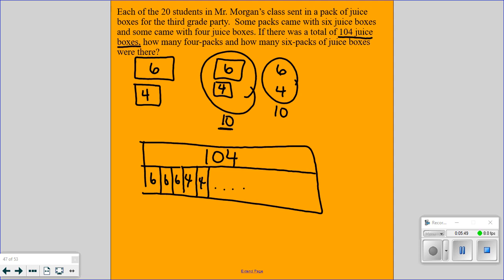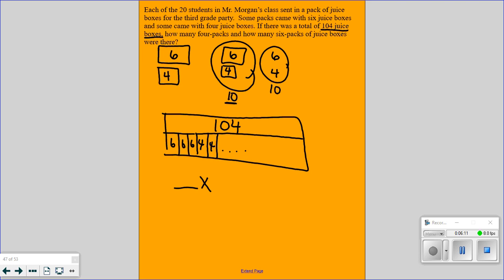Okay, our juice boxes are in groups. What operation could I use if I'm counting groups? Kaden? Multiplication. Because remember, that means groups of. What's one of our groups? How many comes in one of our groups? Tegan? 6. So we had some number of 6.